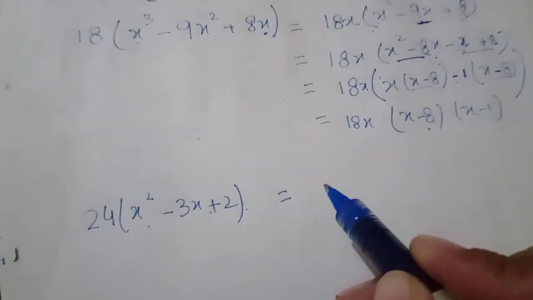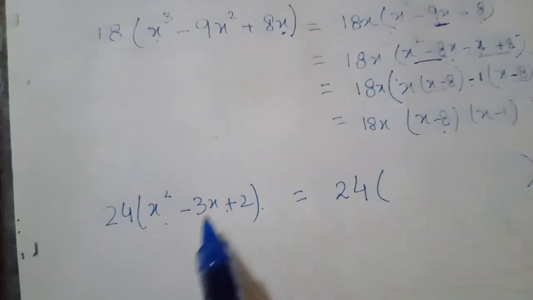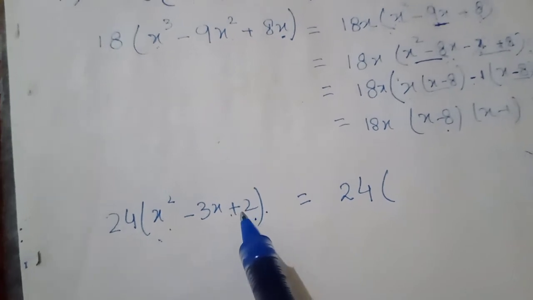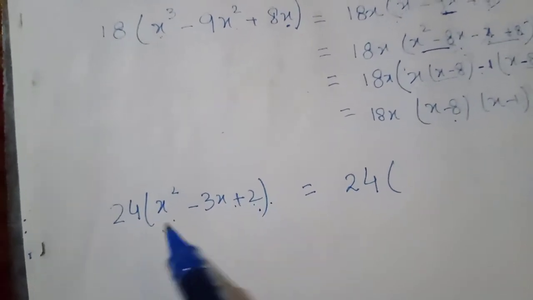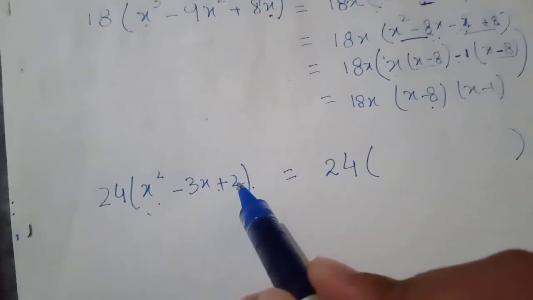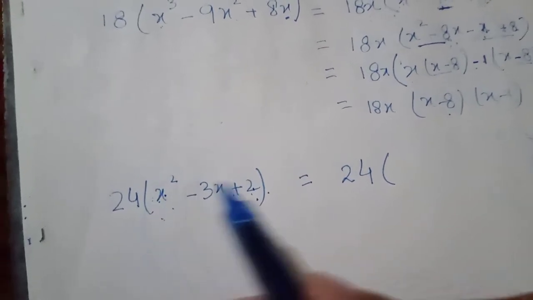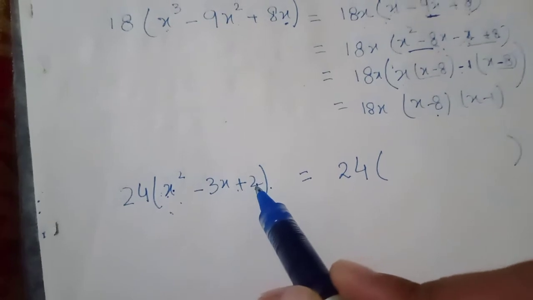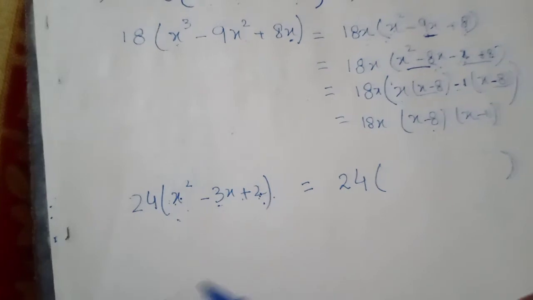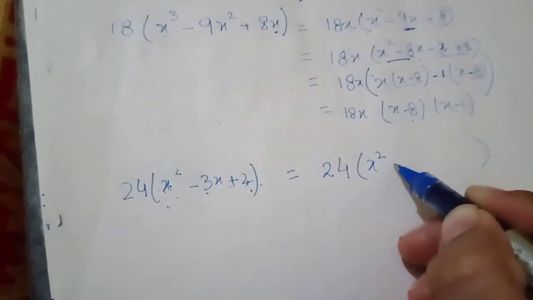Okay, 24. What will I do? I will do middle term break factorization. I have told you that you have to find two numbers whose product will be equal to the product of the last term and the coefficient of x square, that is 1. That means you will find two numbers whose product must be equal to 2, and whose sum or difference must be equal to minus 3. So you will write x square as it is.